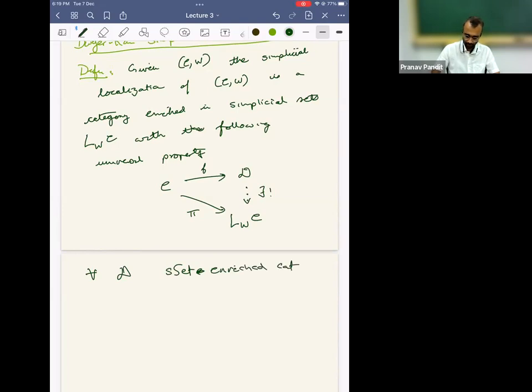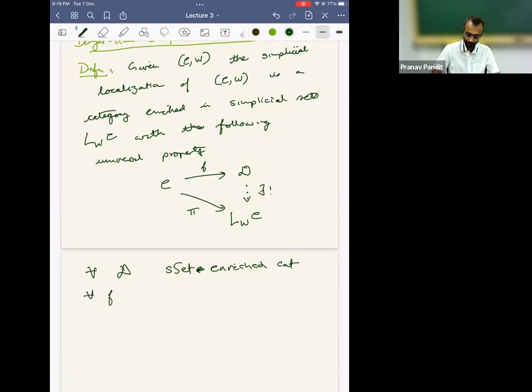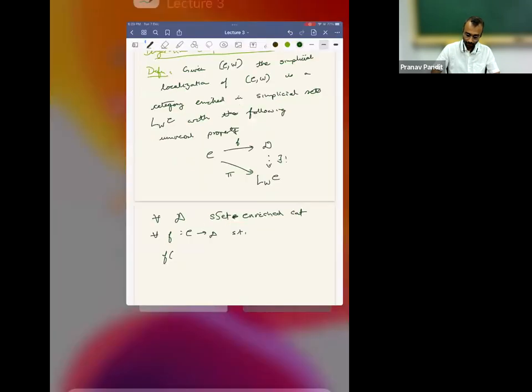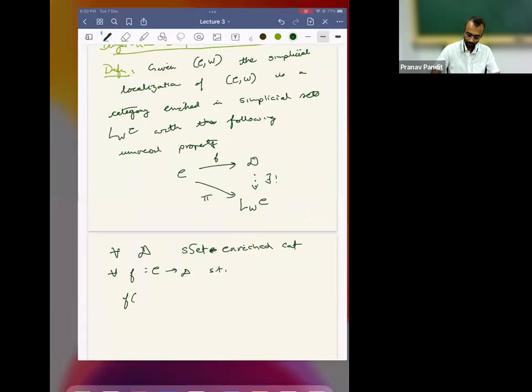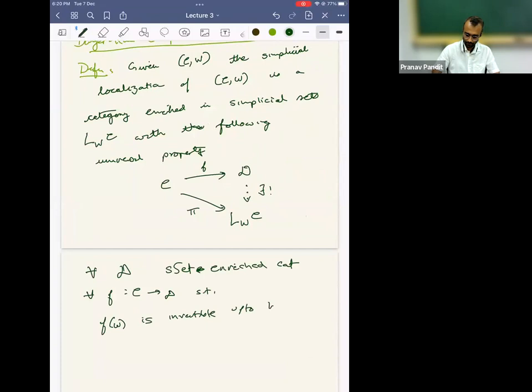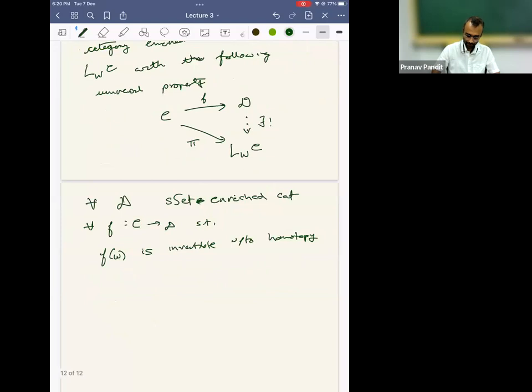I'll say what this is in a moment, what a simplicially enriched category is. And for all F from C to D, such that F of W is invertible up to homotopy, there exists unique G. Okay, so let me say in words, what is a simplicially enriched category? It's something like a category, except that the Hom sets are not sets, they are simplicial sets. So the Homs are spaces.